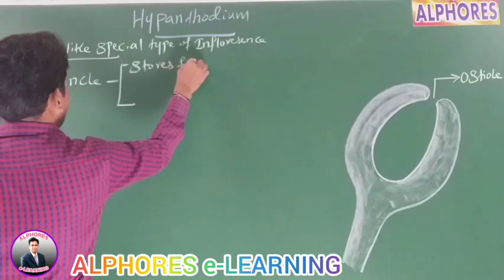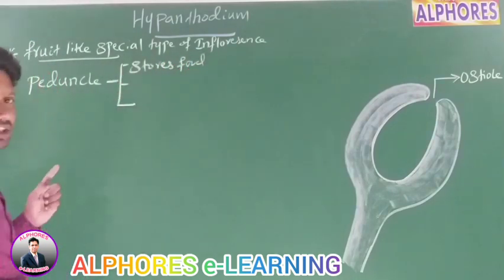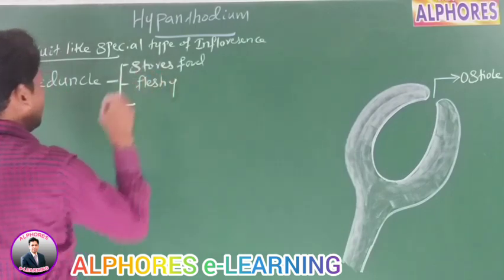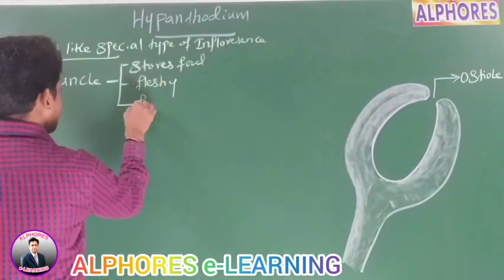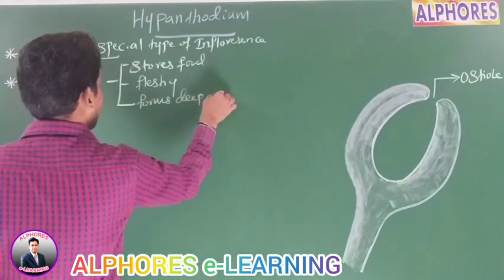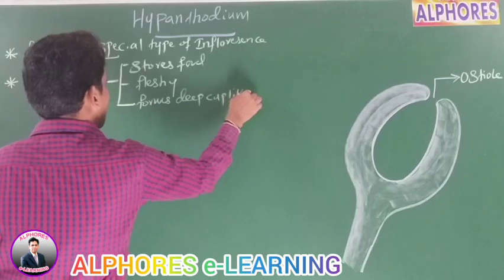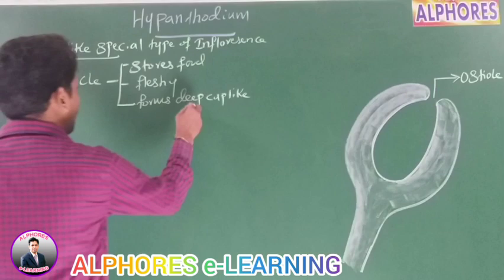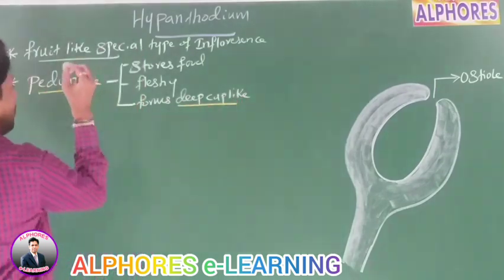Stores food. As the peduncle stores food materials, the peduncle becomes fleshy. And this peduncle forms a deep cup-like structure. In Cyathium inflorescence, who formed the cup-like structure? Involucral bracts. In Cyathium inflorescence, involucral bracts formed the cup-like structure. Whereas in Hypanthodium, the peduncle has formed the cup-like structure.